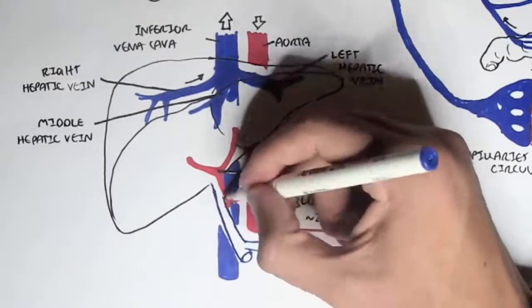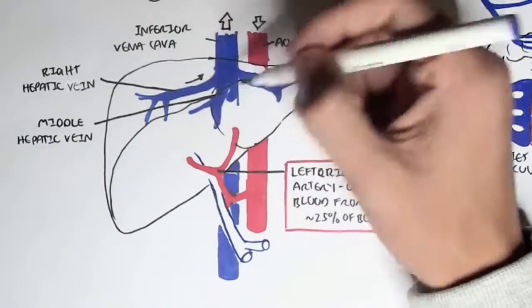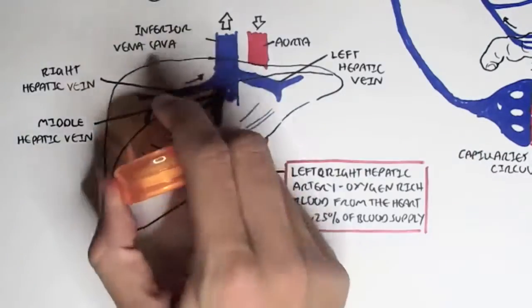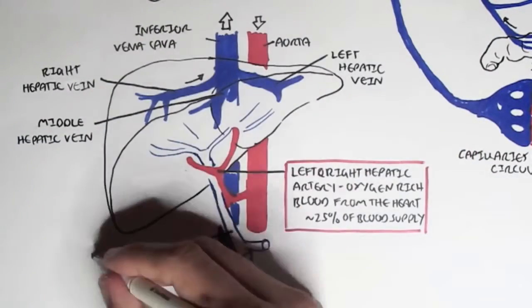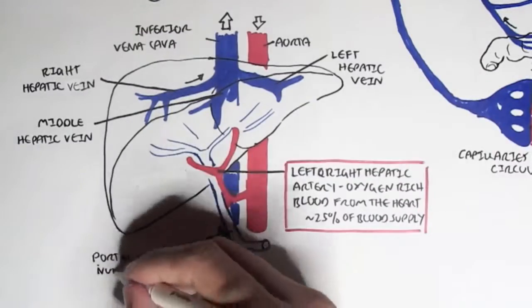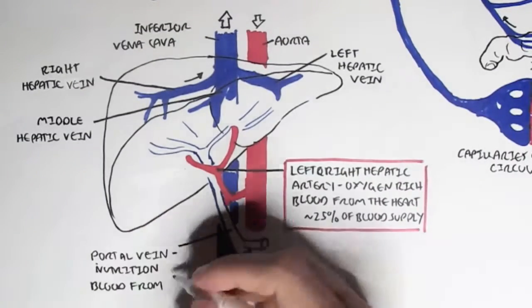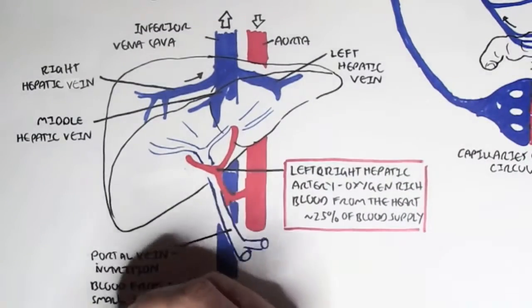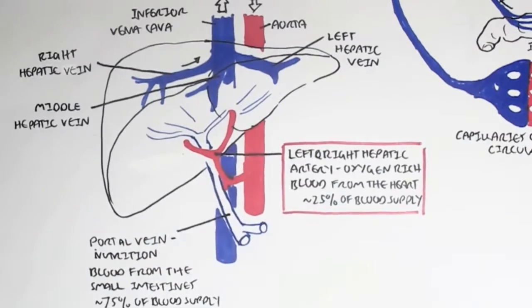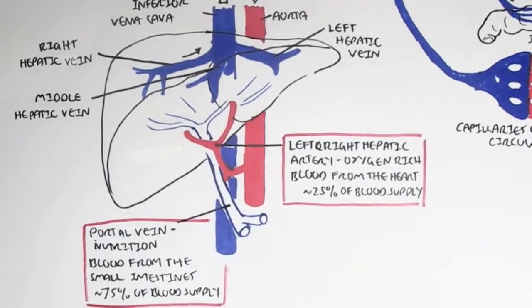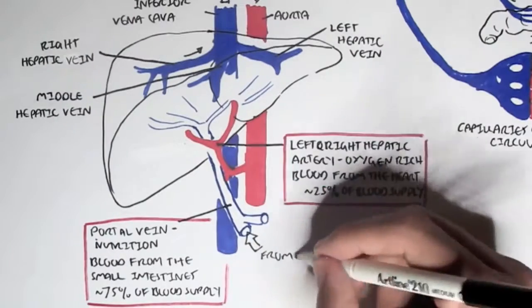And then we have the portal vein, which brings in nutrients. And this comes from the intestines. And this is about 75% of the blood supply going to the liver. So it's much more than the oxygen supply from the hepatic artery. So again, the portal vein brings in nutrients from the intestines, spleen, and the stomach.